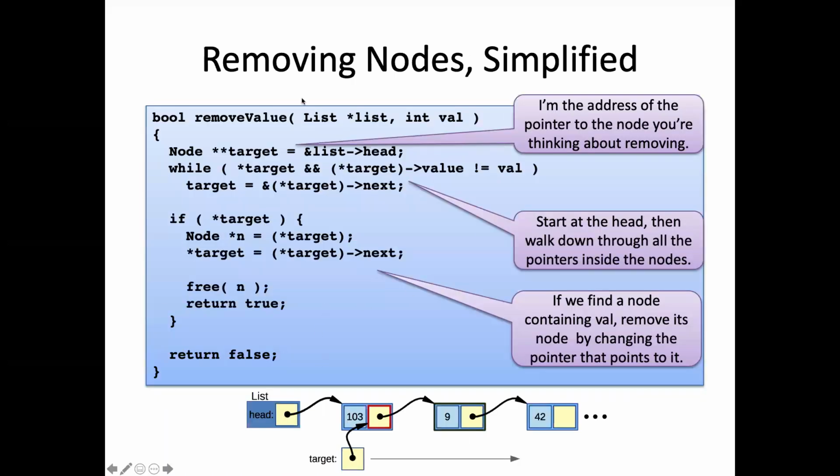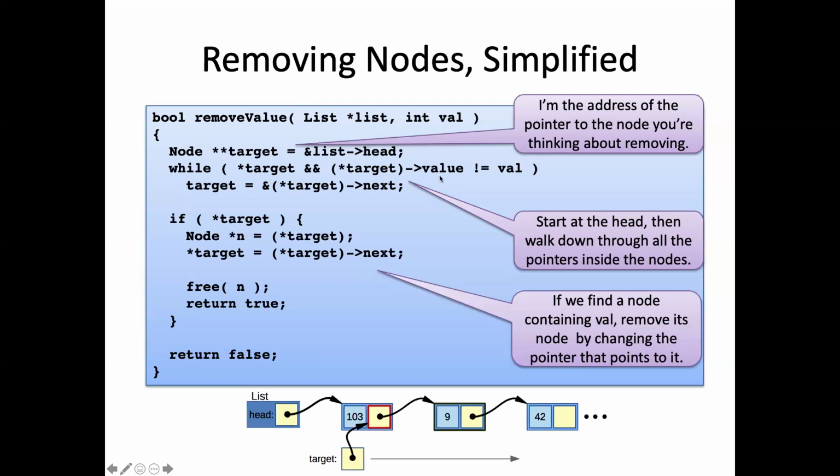So, like I said a moment ago, I started out holding the address of the head pointer. I just take the address of the head pointer and I make target point to that. And then as long as there's a next node, as long as target points to a pointer that's non-null, so here's how I check it. Target is a pointer to a next pointer or a head pointer. So I dereference it to see if the thing it points to is non-null. As long as that's non-null and that pointer points to something different from the value I'm looking for. So I dereference target to get the pointer to the node I'm looking at.